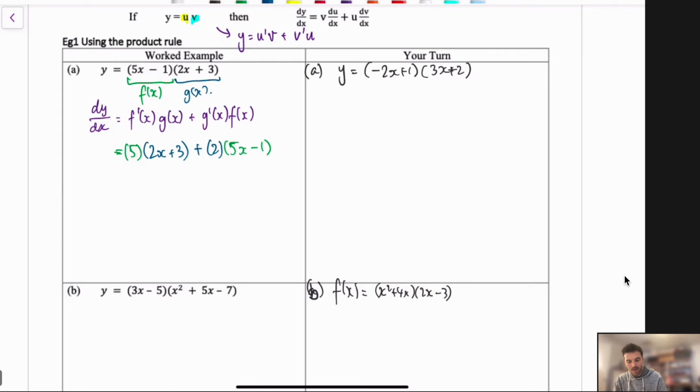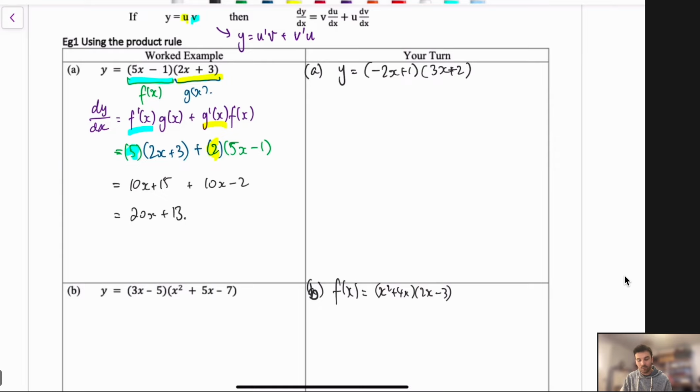Next thing is we can expand it. But before I do, I'll just show you what I'm doing here. If I highlight this 2, that's the gradient function of g of x. So I've just differentiated this 2x plus 3 bracket, and out pops 2, because that's the differential of 2x plus 3. And same over here, if I want to differentiate f of x, basically the gradient of that function there is just 5, and that's where that 5 comes from. Let's expand out and see what happens. I've got 10x plus 15 plus 10x take 2. Our answer, if we bring all our terms together, is 20x plus 13.